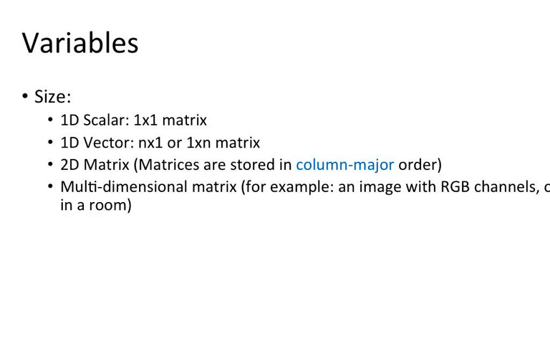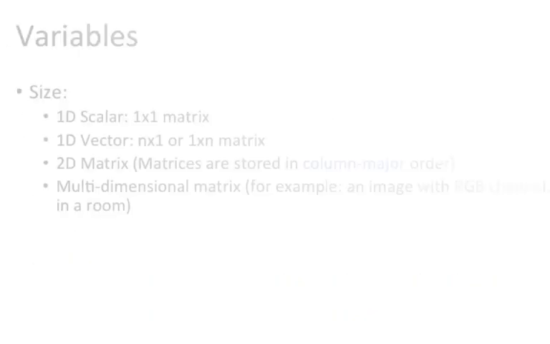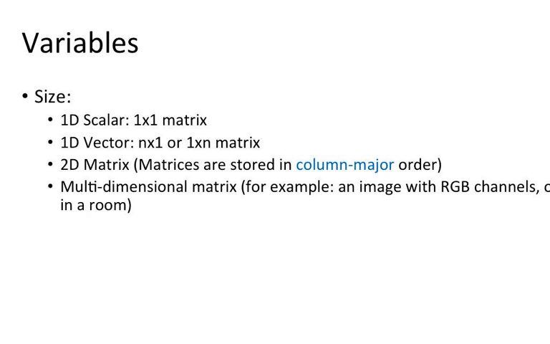And MATLAB is mostly used for matrix operations. You can have a 1D scalar, which is a 1x1 matrix, or a 1D vector, which can be either a column vector or a row vector. It can be an n-by-1 matrix or a 1 by n matrix. Of course, you can have a 2D matrix, just make sure that all the elements in the matrix are stored in column major. And also maybe a multi-dimensional matrix. Imagine you have an image with RGB channels, so it will be a resolution multiplied by 3. If I have a 1024 by 768 size image, the matrix size will be 1024 times 768 times 3. Something like this is a three-dimensional matrix. Or if you want to calculate the light intensity in the room, it will also be a three-dimensional matrix.